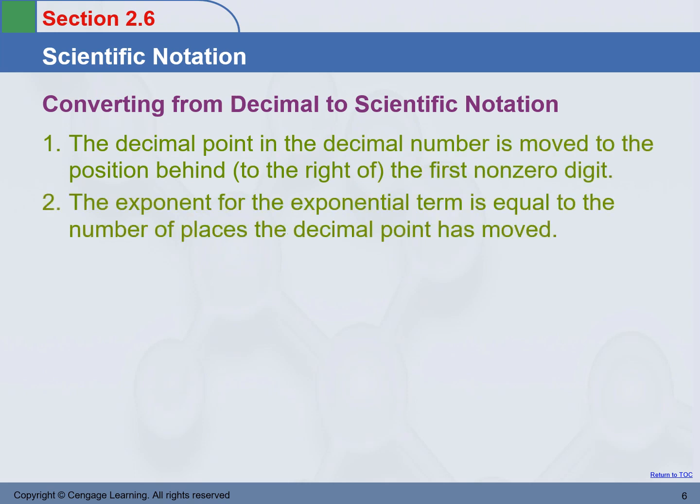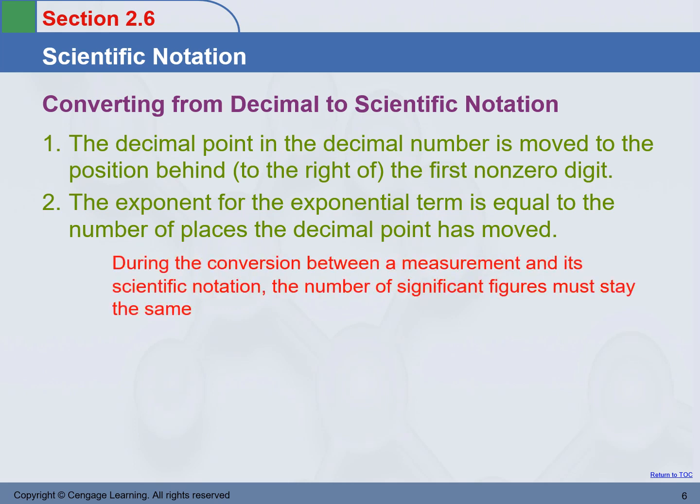Rules helping to convert from a decimal to scientific notation. We are not going to go into details how to do this. You need to know this. If you don't, find some online tutorial, do some practice. It may take you 10 minutes, 15 minutes. You will be good. What I do want to remind you is that during those conversions from a number to scientific notation or from a scientific notation to a regular number, the number of significant figures must stay the same before and after the conversion.